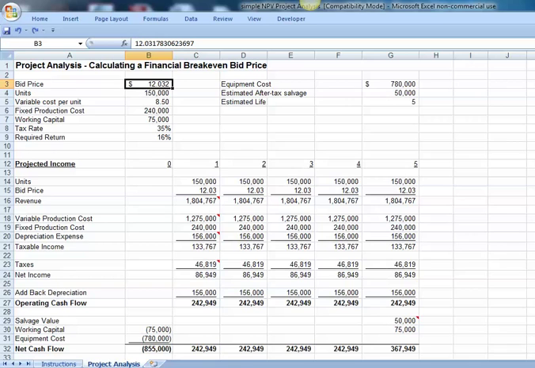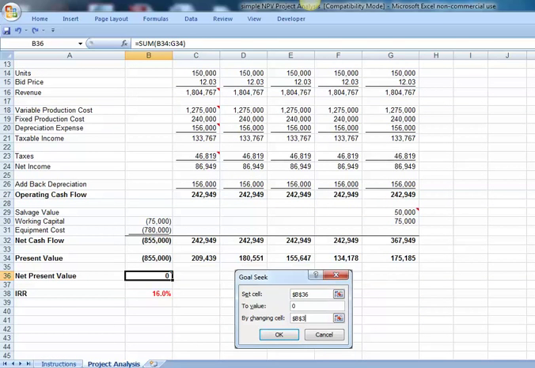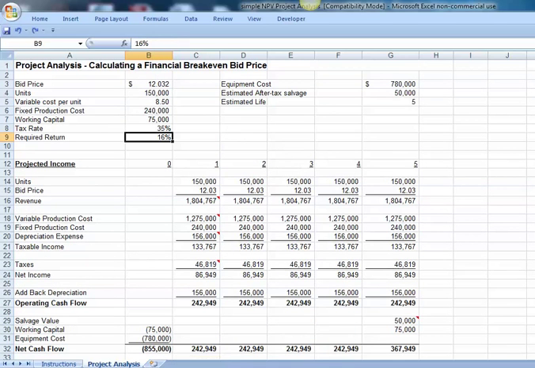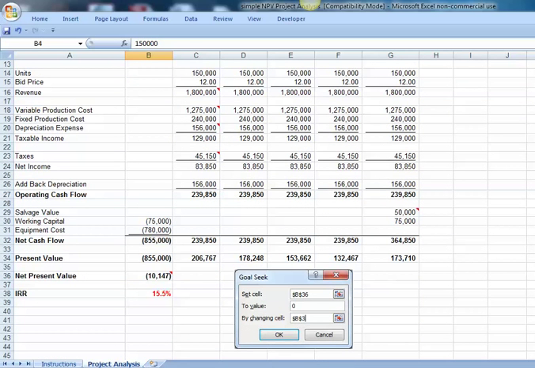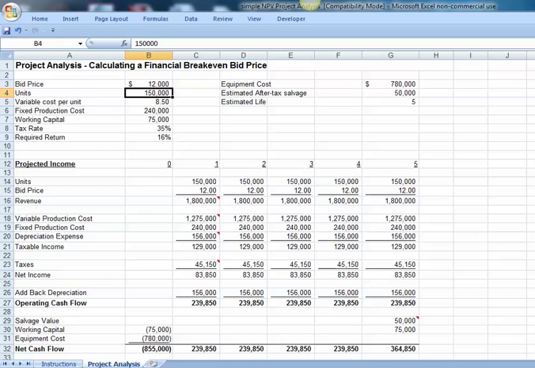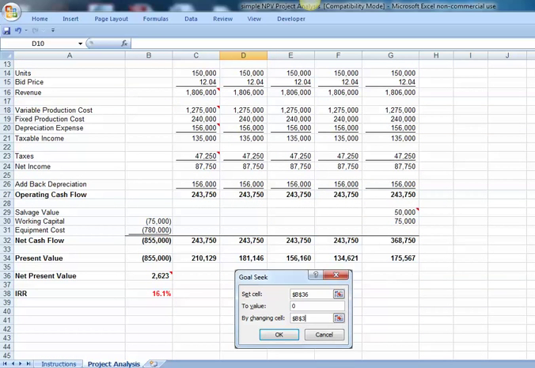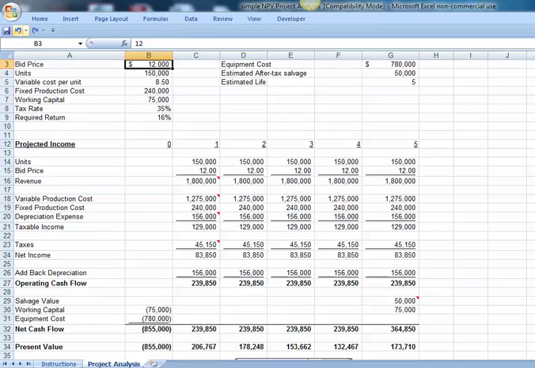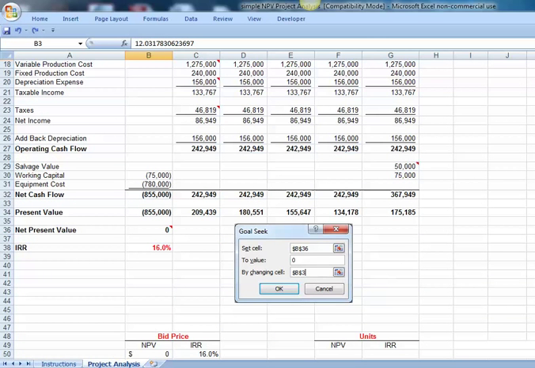Now notice at that $12.03, where our net present value is 0, our project has an IRR of 16%. We've just earned our required rate of return. If we had a bid price lower, our net present value is negative and our return is only 15%, which is lower than our required rate of return. Anything above that break-even bid price, and we have a positive net present value, and the project will provide an internal rate of return slightly higher than our required rate of return. So again, let's just get that back to our net present value of 0.